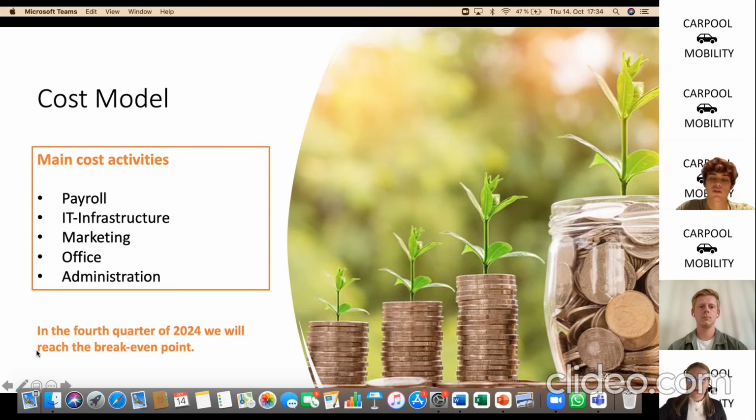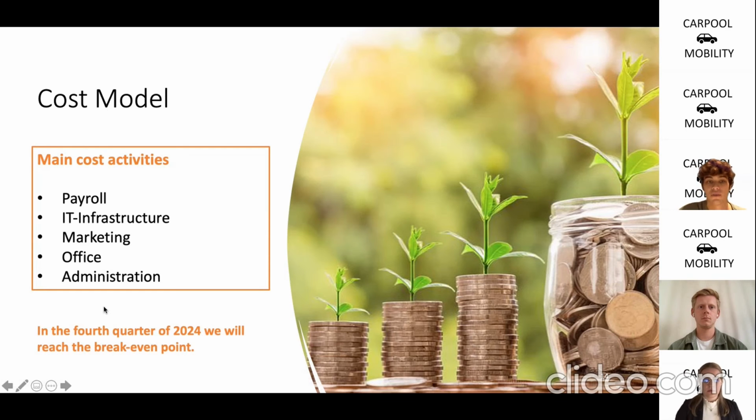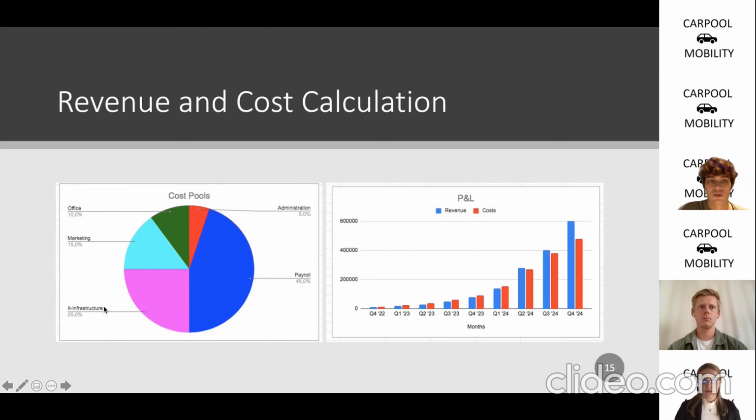So next we're going to discuss the costs that are going to be involved with the company. So first of all, we found the main costing activities in the company, which are payroll, IT infrastructure, marketing, office space, and administration. And on the next slide, we're going to see how much these costs take up in the company. So we can see that office space is going to account for about 10% of all the costs, administration 5%, which has to do with all the licensing of websites, etc. Next, we have payroll, where we plan to have 4 employees working for us, and then 4 founders that will not be paid at the beginning.